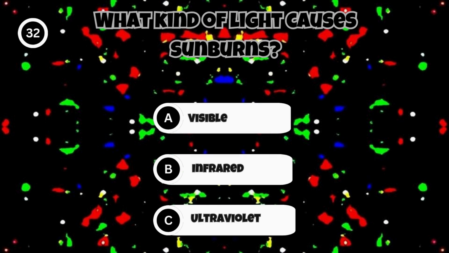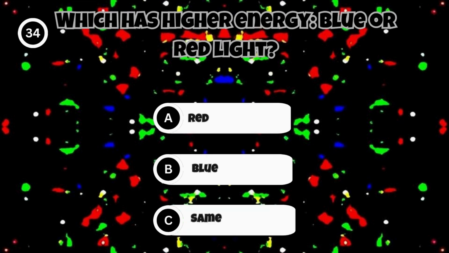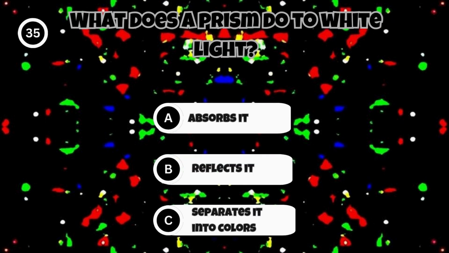What kind of light causes sunburns? Which discovery earned Einstein a Nobel Prize? Which has higher energy, blue or red light? What does a prism do to white light?